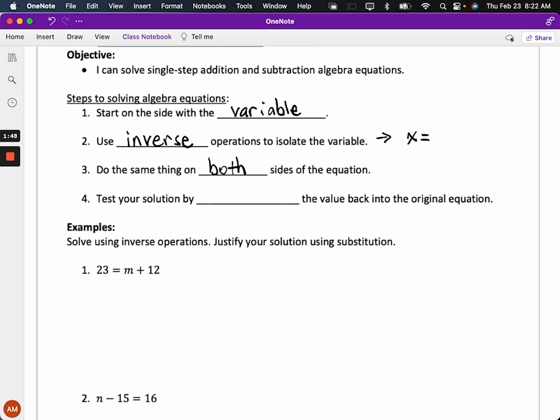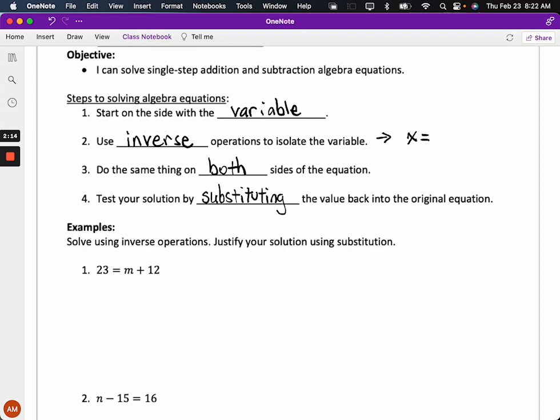And then finally we test our solution by substituting the value back into the original equation. Whatever we find, let's say it's x equals 3, we take 3 and substitute it back into our original equation and test to see if it's correct. All right, now let's see this in action.